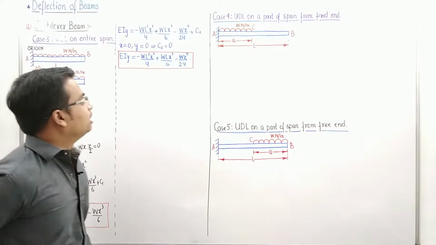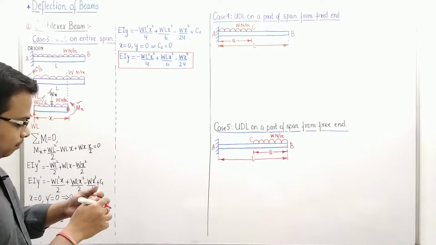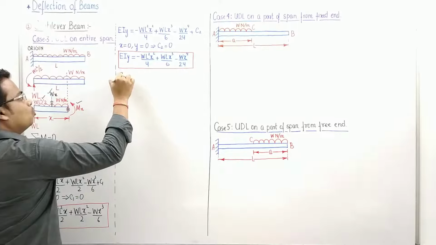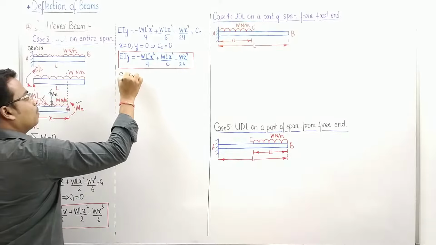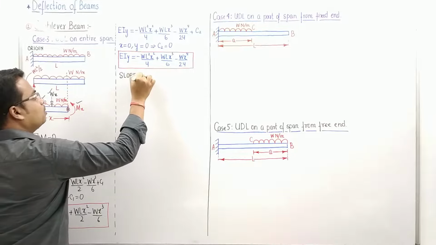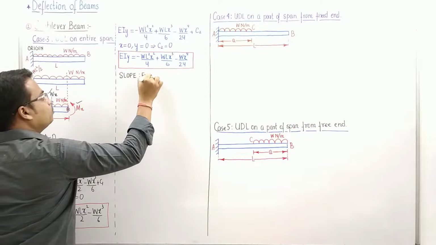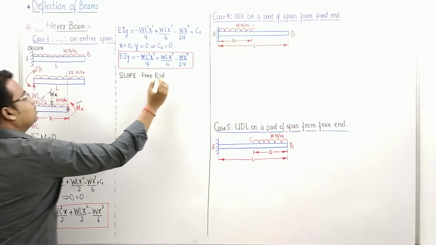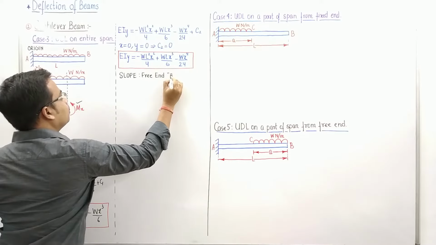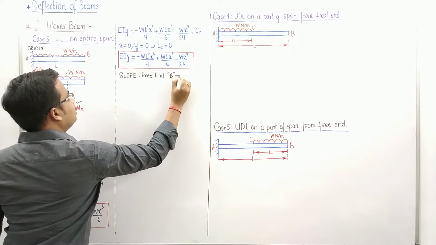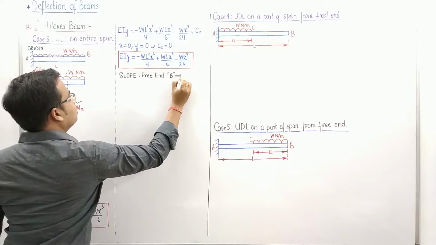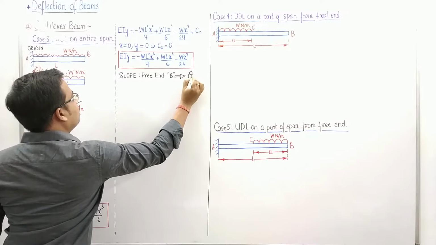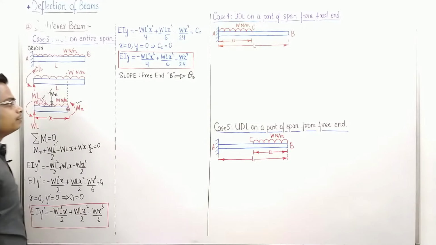Okay, anyway, so slope and deflection. Slope, where do we have to find it? Slope at the free end. We need to work out the slope at the free end. What is the free end? That is B. So the thing which we need to calculate is, you need to work out the slope at point B.